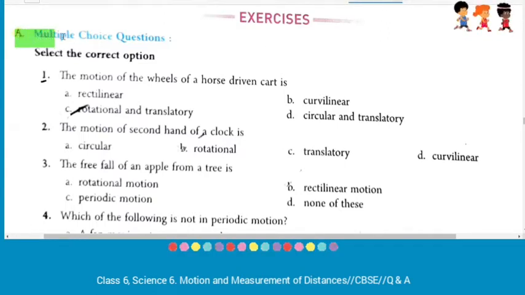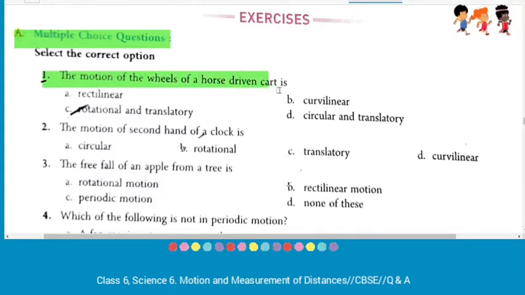Section A, multiple choice questions. Select the correct option. First question, the motion of the wheels of a horse driven cart is rectilinear, curvilinear, rotational and translatory, or circular and translatory. Answer is rotational and translatory. The motion of the wheels of a horse driven cart is rotational and translatory.